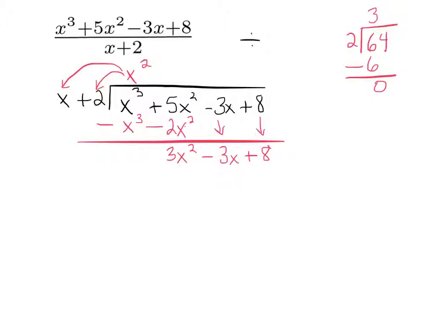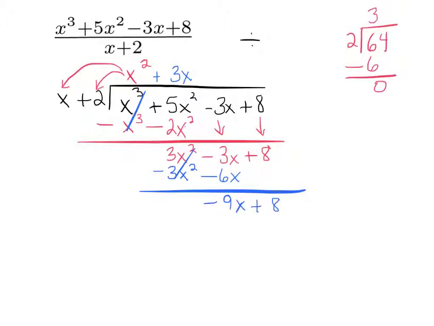The next thing I'm going to do is repeat this step, figuring out what I need to multiply x by to get 3x squared now. So x times what gives me 3x squared? In this case, I'm going to multiply by 3x, because 3x times x is 3x squared. So I get 3x squared plus 6x. Again, these both become negative, and this cancels out, just like those canceled out, and I get negative 9x plus 8, sorry.